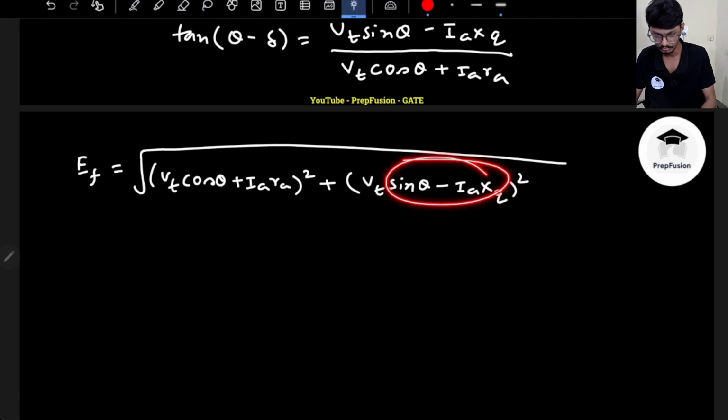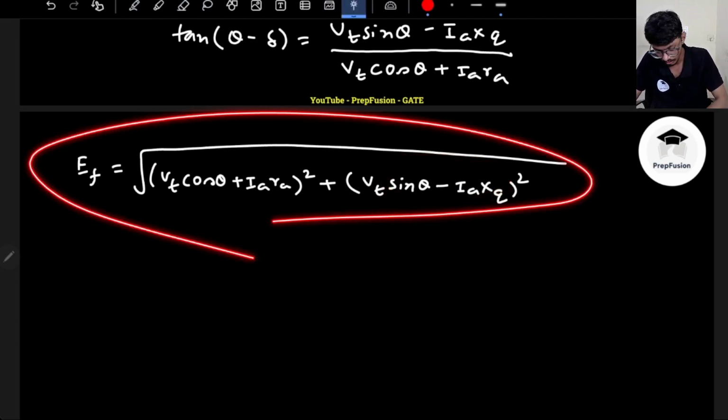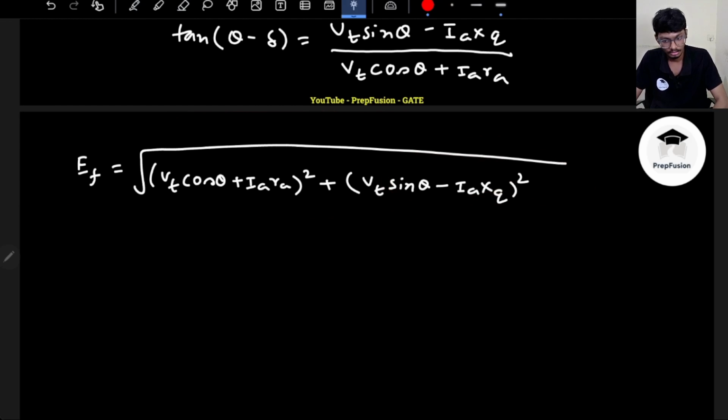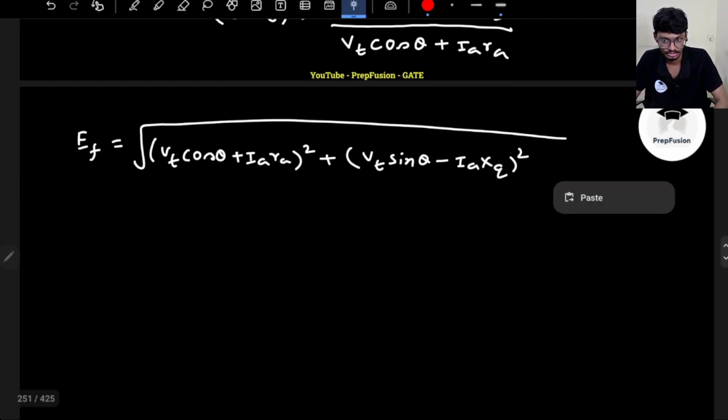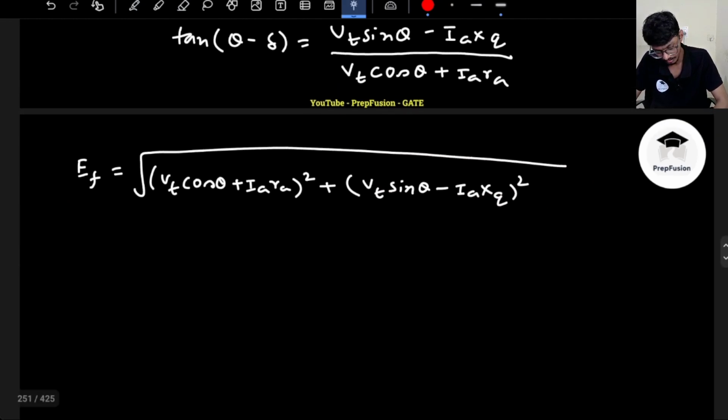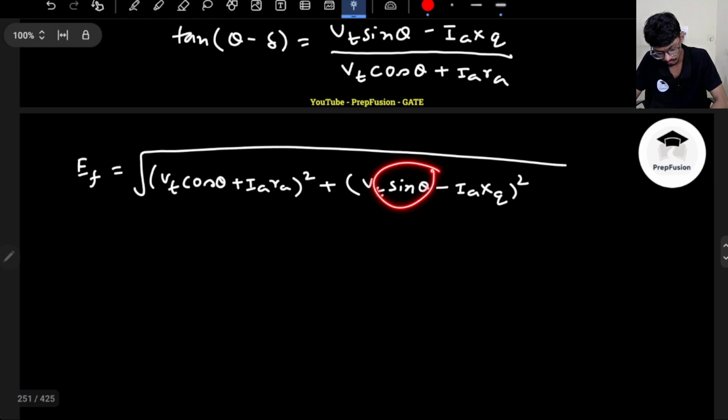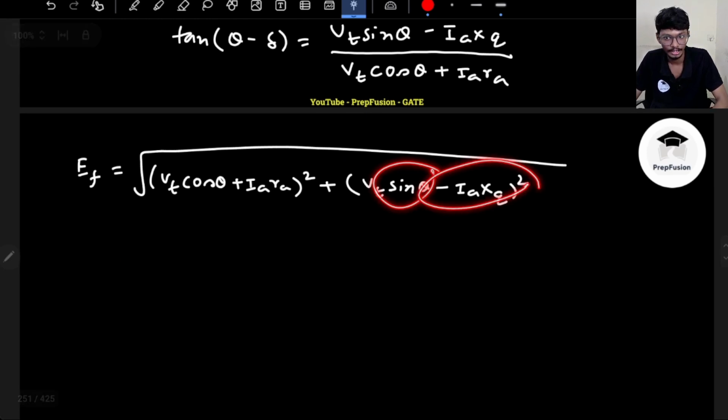Okay. So here the negative sign will be there. That's it. So this is what your EF will be for a leading load generator. Unity power factor is very simple. For unity power factor, theta will be 0, so only this much will be there in the top and in the bottom.